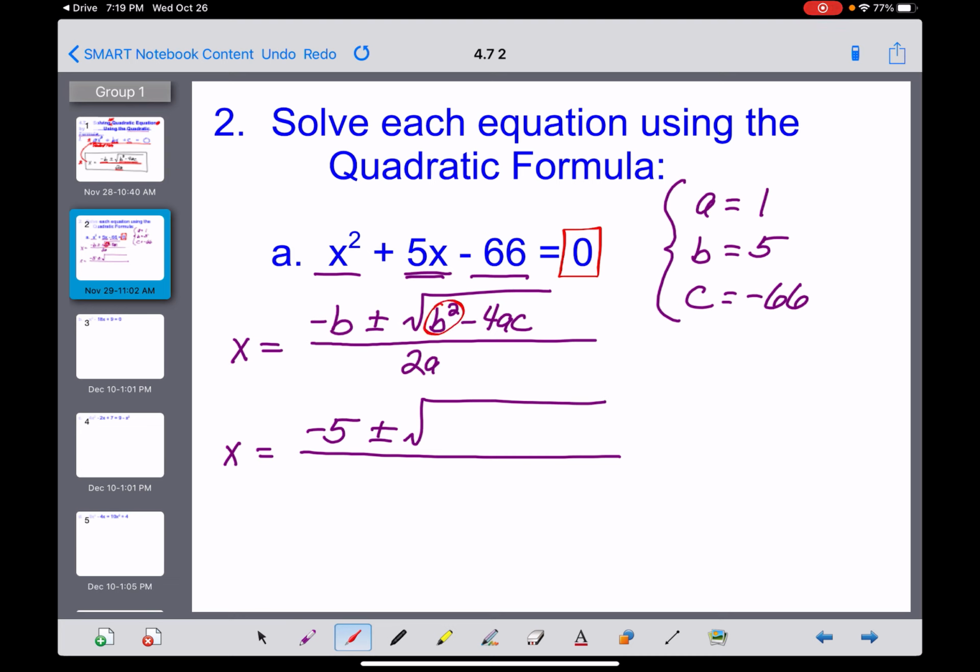B squared is something I think you can normally do in your head. In this example, b is 5. I would go ahead and square that right now, and make a 25. Later on in this video, I'll tell you why I think that's a good idea to do there.